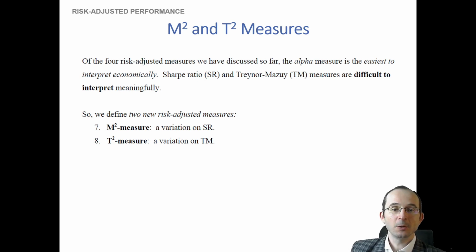But what we can actually do is create percentage-based versions of these risk-adjusted Sharpe ratio and Treynor ratio measures. And these are the M2 and T2 measures. So they'll let us transform these ratios that make sense relative to one another but don't really make much sense objectively into percentage-based return measures that actually can be interpreted on their own.